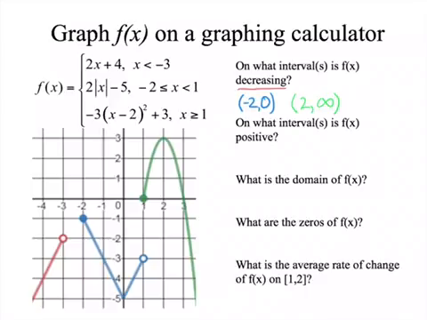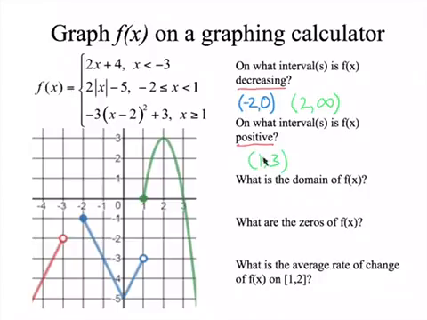Next, where is it positive? Now, positive, you have to remember, means where is it above the x-axis? So where is this graph above the x-axis? Well, all of this is below the x-axis. Isn't it only from here to here? Everywhere else is below the x-axis, except for this little interval. So my interval for this particular one will be from 1 to 3.